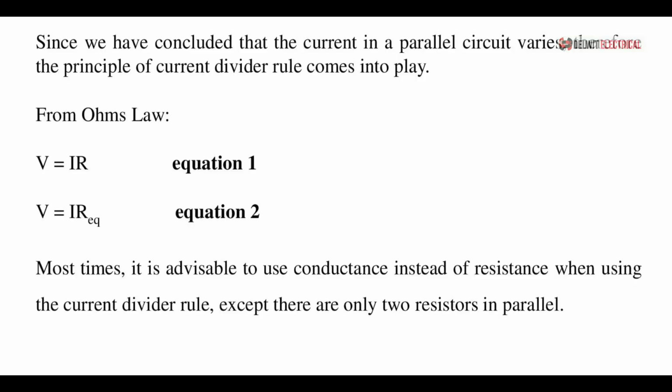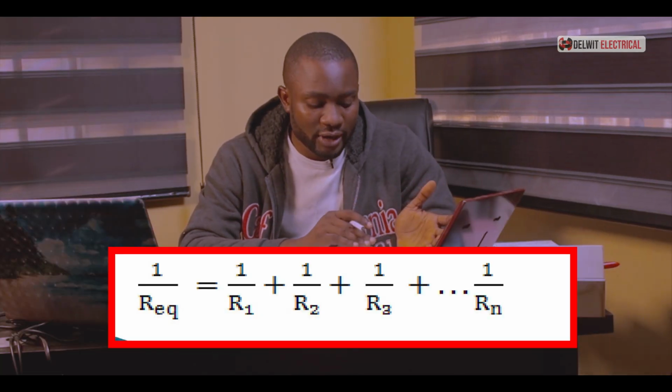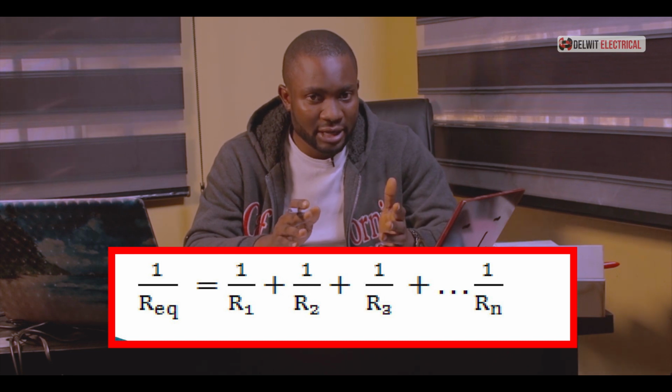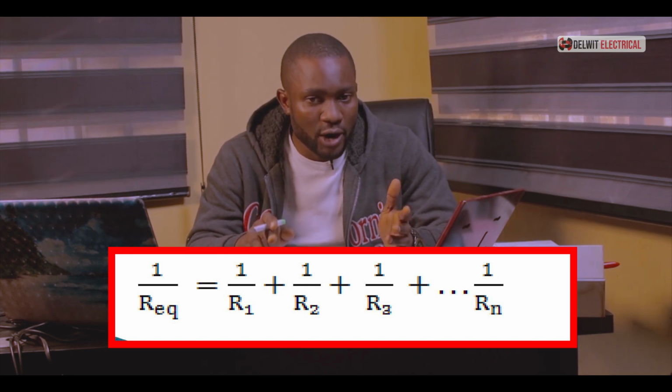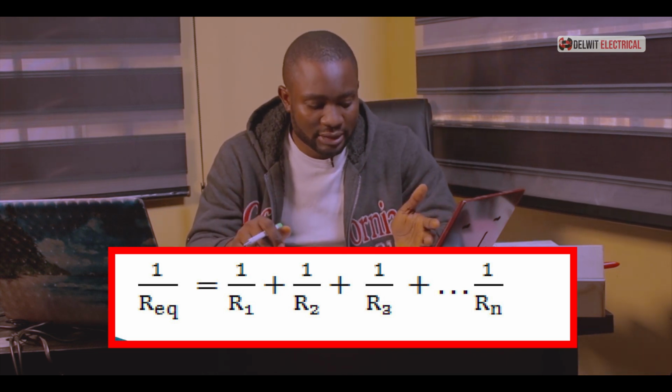So let's go from our first principle, which is Ohm's law. V is equal to IR. That's our equation 1. Then our R from our previous calculation is our R equivalent. For a parallel circuit, 1 over R equivalent is equal to 1 over R1 plus 1 over R2 till the total number of resistors in the circuit.